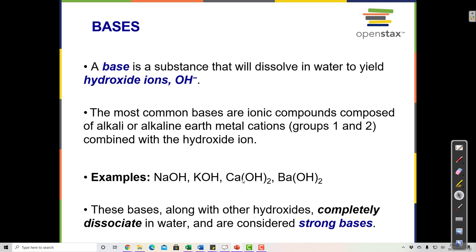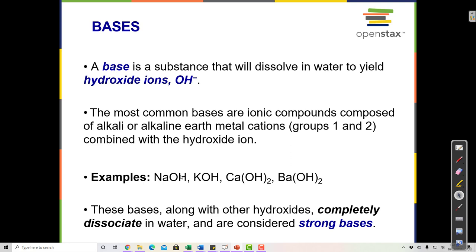Why do these have two? Well, because calcium has a 2+ charge, and barium has a 2+ charge. So to balance the 2+ charge, I need two OHs. Sodium only has a +1, and potassium only has a +1. So remember, the number of ions in a compound has to do with the charges, so that they can balance out and equal 0.